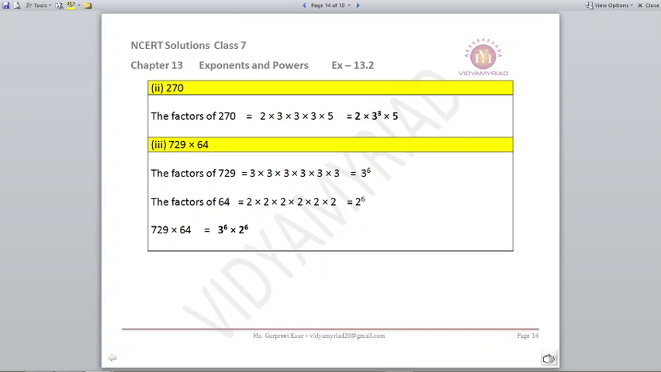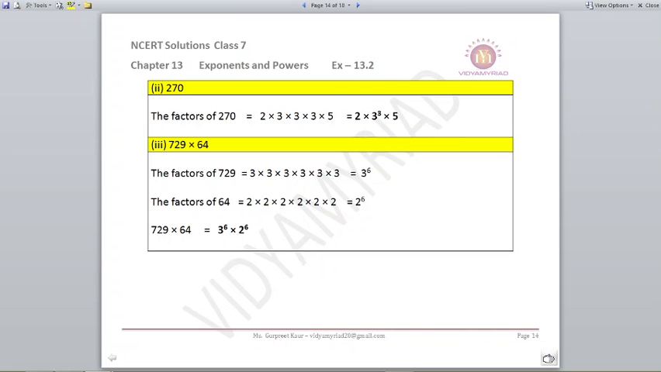270. The factors of 270 is 2 into 3 raised to power 3 multiplied by 5. Next, 729 multiplied by 64. So factors of 729 is 3 raised to power 6, and 64 is 2 raised to power 6. So I will write my answer as 3 raised to power 6 multiplied by 2 raised to power 6. Which I can further split.